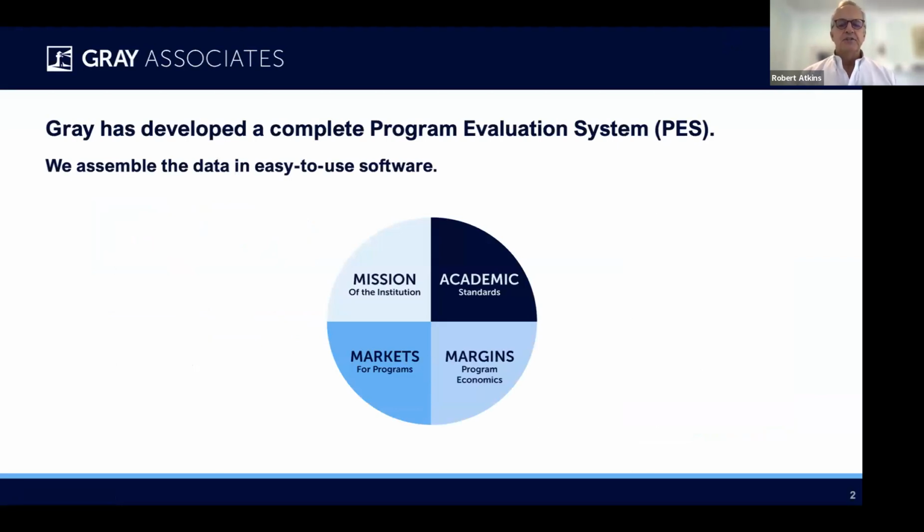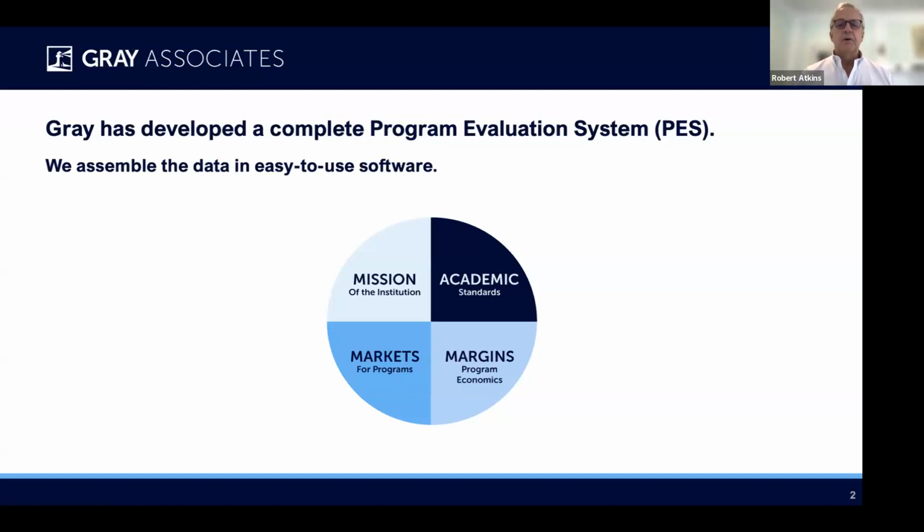It starts with data and software, and the data needs to include data on markets: what do students want, what do employers want; margins: how much money does this program make, which programs can I expect will generate the funds to fund the smaller programs that may lose money or not generate any. What are the academic standards a program should be upholding? And how is this program aligned with the mission? All of that needs to be embedded in a program evaluation system.